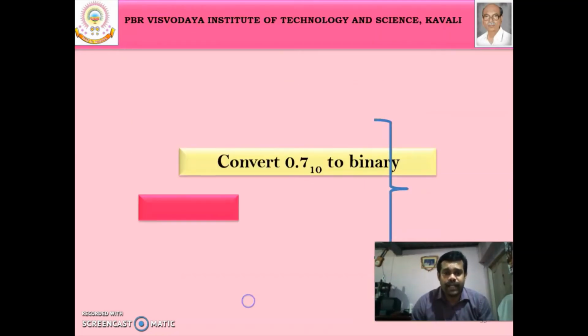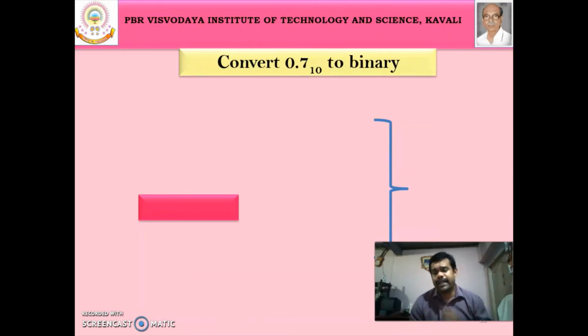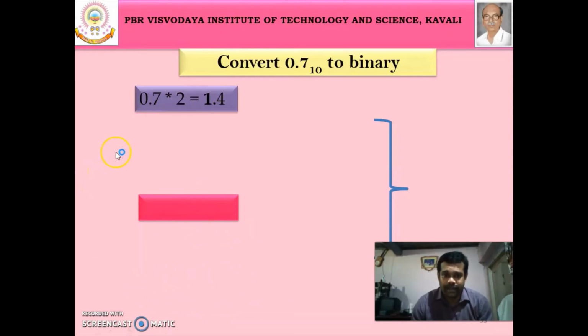Now we are going to see the next problem: convert 0.7 to the base 10 to binary. This is a special type of problem. In this problem, we will not get the fraction as 0. Again and again, some value will be coming and we will not get 0. So we can't stop. After finding some values, we have to write the answer by repetition. So here the number is 0.7.